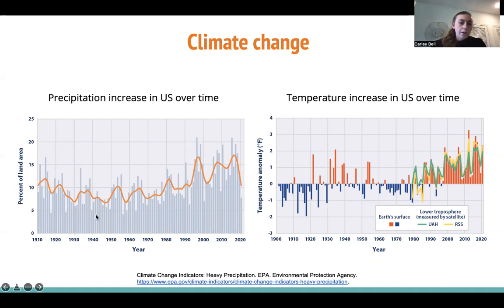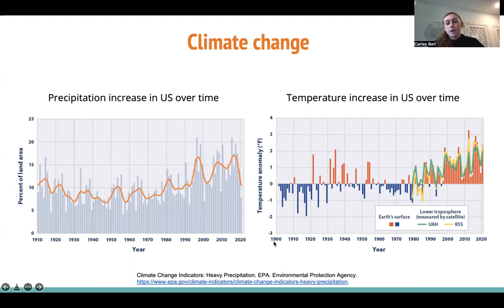And these gray bars are showing the precipitation, but the orange, I like how they added the orange lines because it allows you to see kind of the common trend over time. And as shown by this graph, precipitation has increased in the United States from 1910 to 2020, and it specifically peaked around the 2000s. Next, over here on the right, we have the temperature in the United States over time.